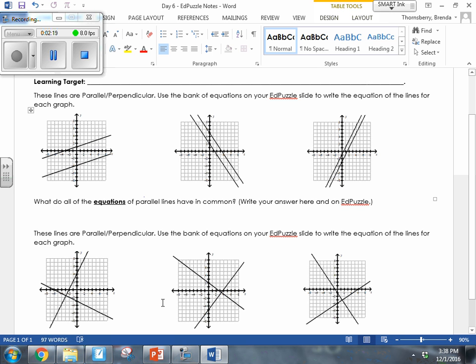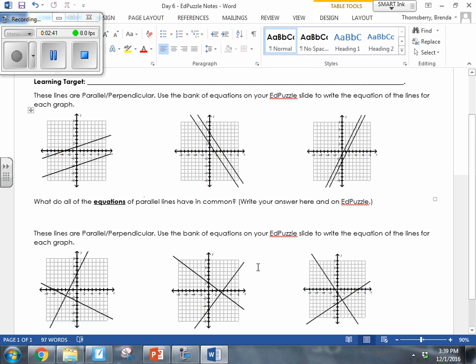Alright, so once you've done that, I want you to answer this question on your sheet. You're going to tell me what the equations you have written for each set of lines have in common. So like these two parallel lines, what's similar about them? What's similar about all the equations with parallel lines? And then same thing with perpendicular. What's similar about the equations with perpendicular lines?